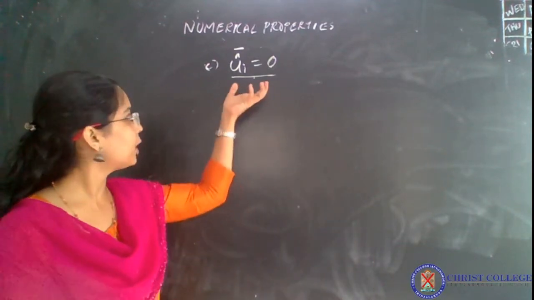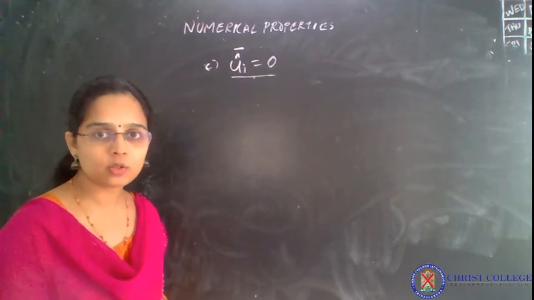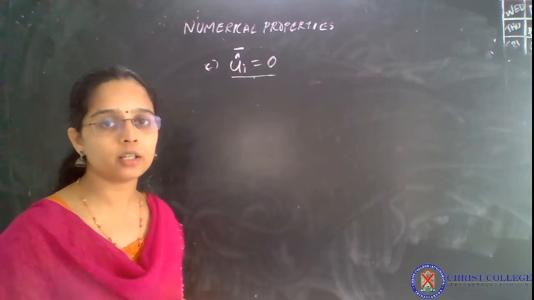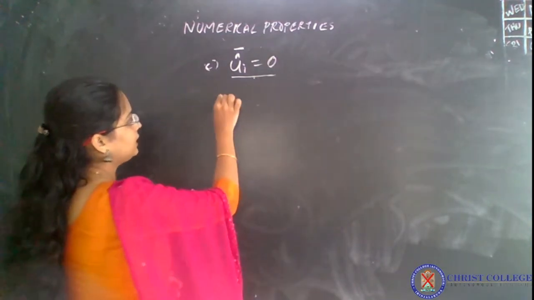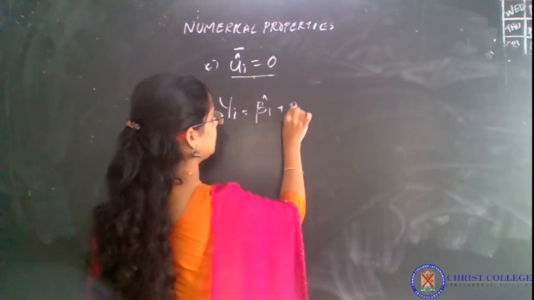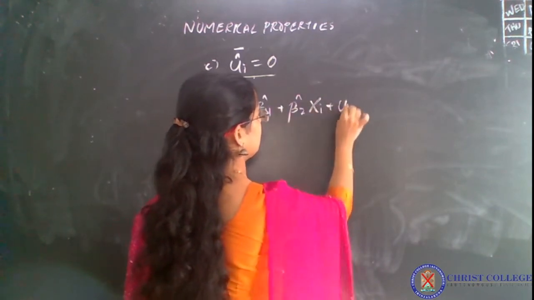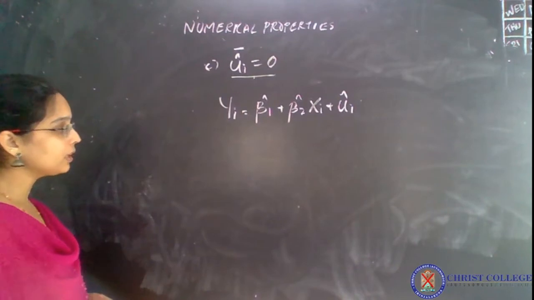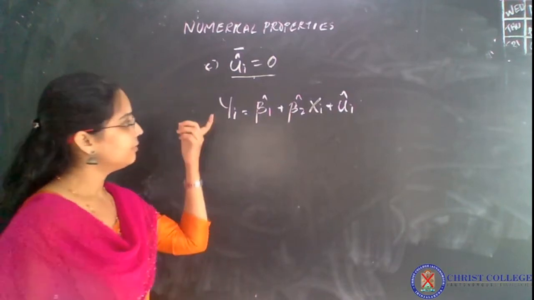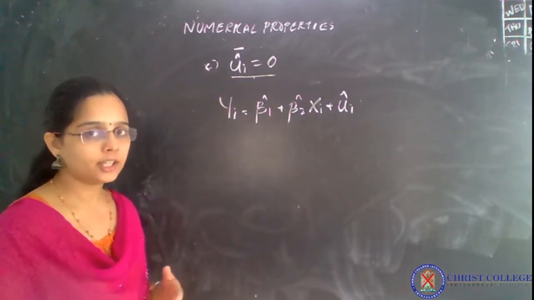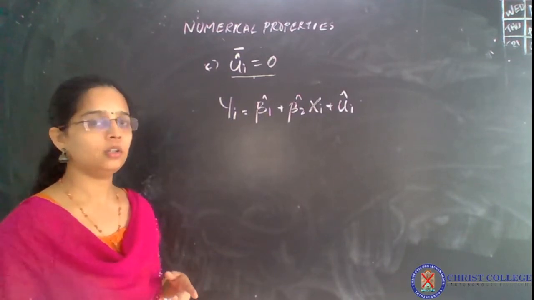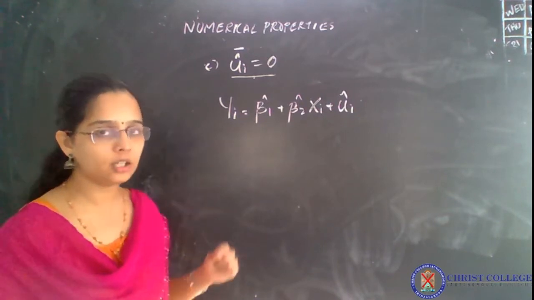From this property, that is, the mean value of the error term is equal to 0, we can get some additional information with regard to the sample regression function. We know that our sample regression function is yi equals beta 1 hat plus beta 2 hat xi plus ui hat. This is the sample regression function. Now, using this property, we can find the sample regression function in its mean deviation form. So, we are going to find the SRF in mean deviation form.